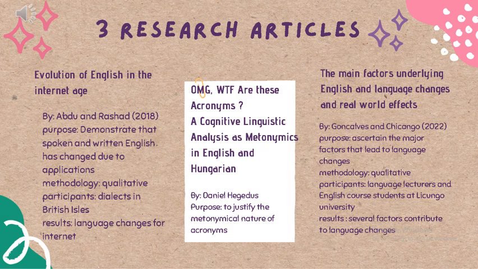This was written by Abdu and Rashmad in 2018, and the purpose of this study is demonstrating that spoken and written English have been changed due to apps, like, for example, Twitter, Facebook, Instagram. People have been changing in language.